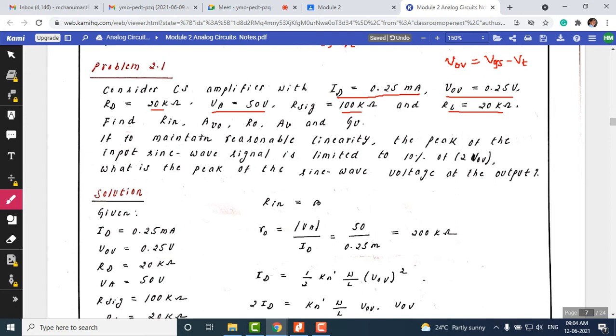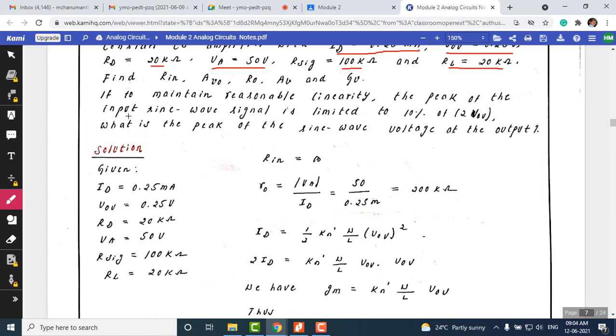And also there is another condition that is given in this problem. To maintain reasonable linearity, the peak of the input sine wave signal is limited to 10% of 2 times the overdrive voltage. What is the peak of the sine wave voltage at the output? As I told in the beginning itself, the problem needs to be thoroughly understood. Otherwise, if you have limited information and less understanding, we cannot solve the problem.